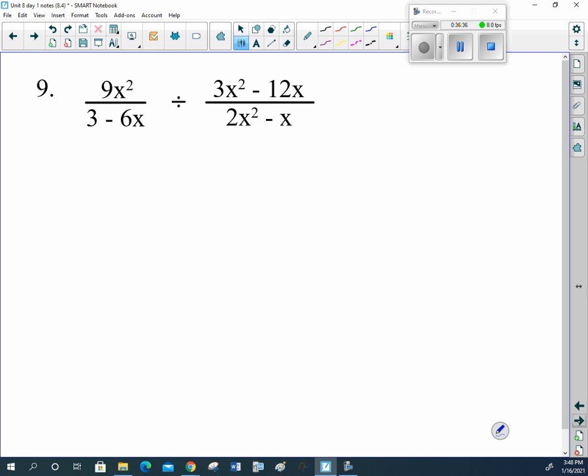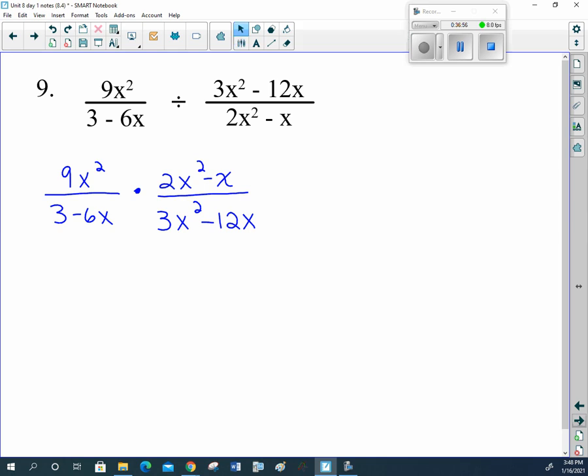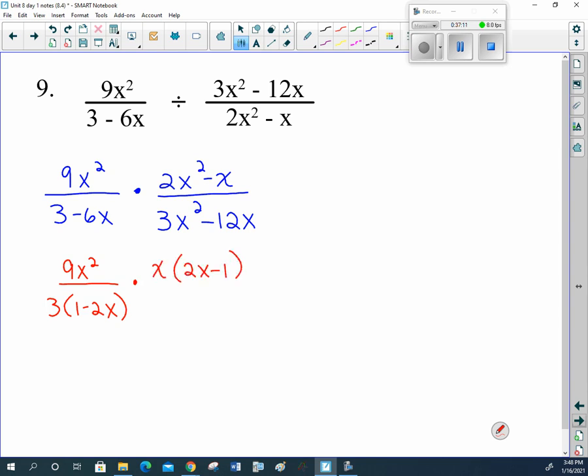Okay, next one, 9x squared over 3 minus 6x, multiply by the reciprocal. So 2x squared minus x over 3x squared minus 12x. All right, and now we're going to go ahead and factor those. 3 minus 6x, that's going to factor out with a GCF of 3. And then times, we're going to factor out an x, so that's going to be 2x minus 1. Factor out a 3x, and that's going to be x minus 4, like that.